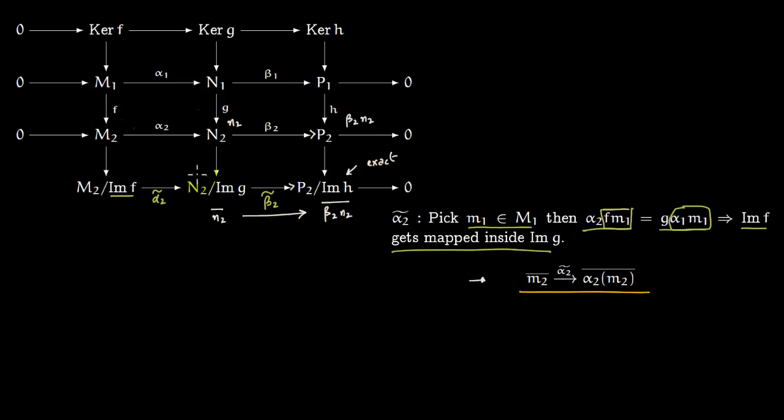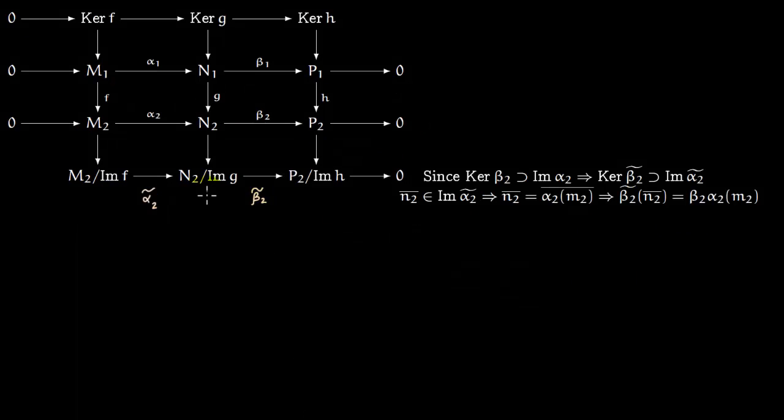Now we want to check exactness here. So we want to show exactness right here. For exactness right here, we have to show that the kernel of beta 2 tilde is equal to the image of alpha 2 tilde. So first we will show this inclusion: the kernel of beta 2 tilde contains the image of alpha 2 tilde, and then we will show the reverse inclusion.